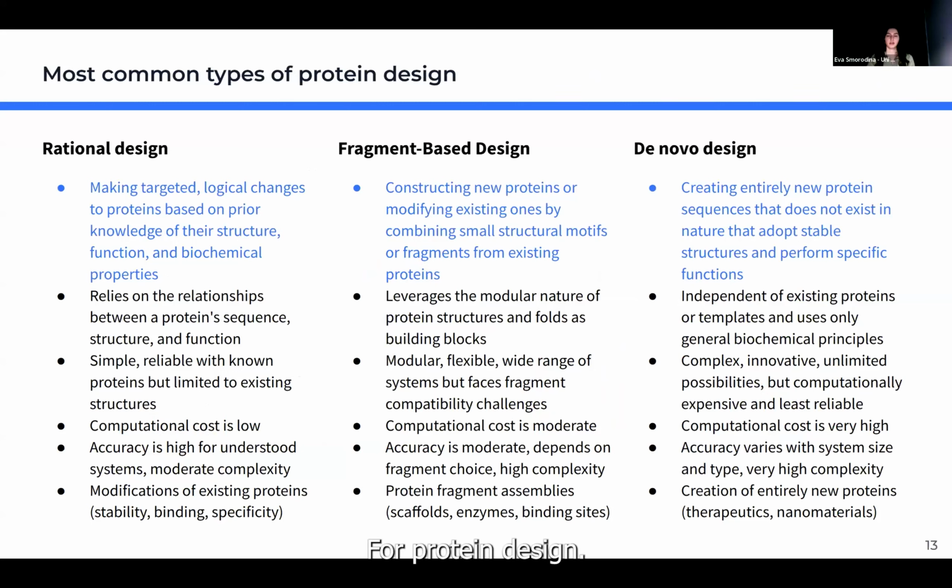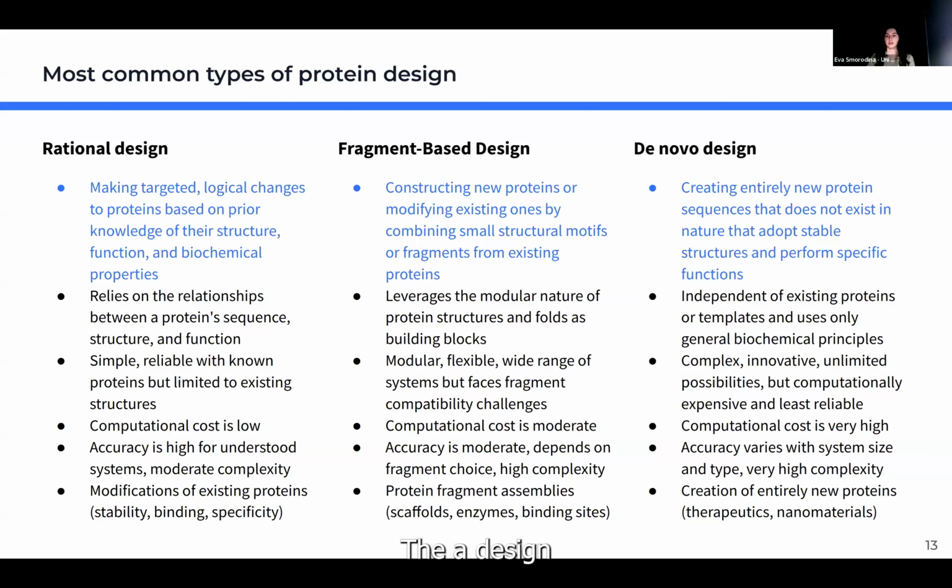For protein design, you can generally divide into three different categories: rational design, fragment-based design, and de novo design. Rational design involves small changes to existing structures to improve existing functions of the proteins. For example, you can mutate one or two amino acids to improve protein stability. Fragment-based design uses parts of existing proteins, combining them together in novel scaffolds to generate novel proteins. It can be used, for example, to create novel scaffolds, binding sites, and similar tasks.